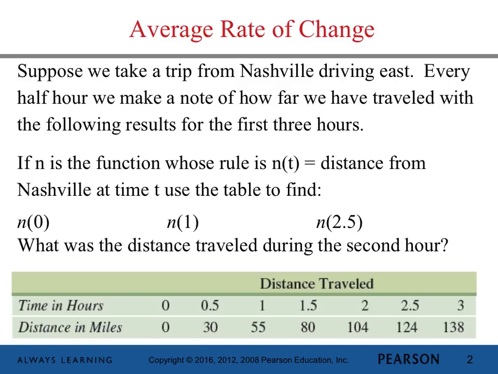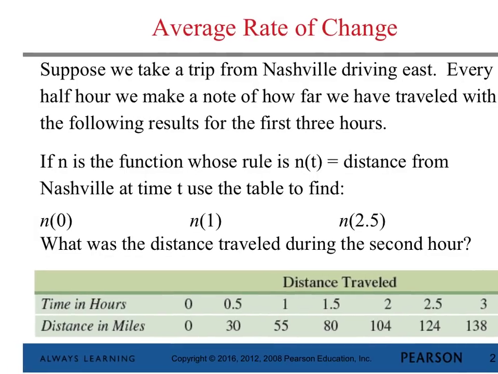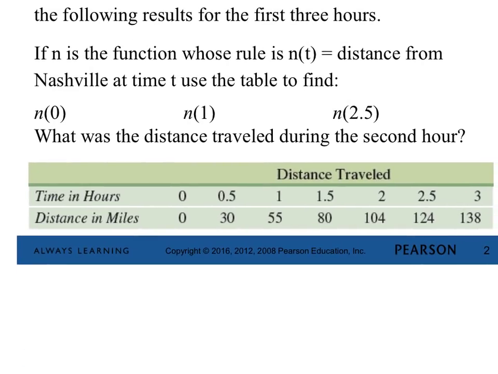So to kind of get started with an idea of how this is going to work, let's suppose that we take a trip from Nashville and we're driving east. And every half hour, we're going to make a note of how far we've driven. How far have we traveled? And for the first 3 hours, we have this table of values down here. And we see in this table of values that at time 0, in other words, n of 0, we have gone 0 miles. And that simply means, of course, that we're still sitting in the parking lot.